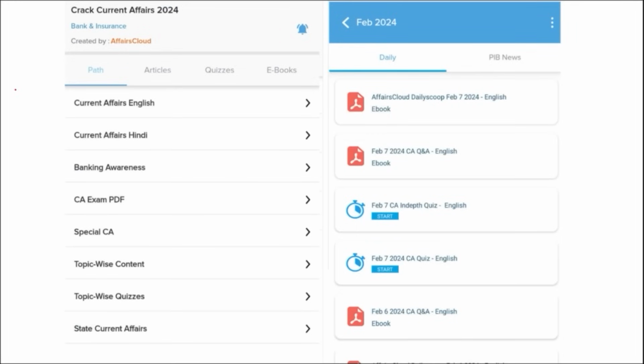Our first segment is daily current affairs. We make sure to provide you current affairs on daily basis in both English as well as in Hindi content. The PDFs for the same are uploaded on our application, and apart from this, we also make sure to provide you with quizzes that will help you to revise the content after you have gone through the PDF.